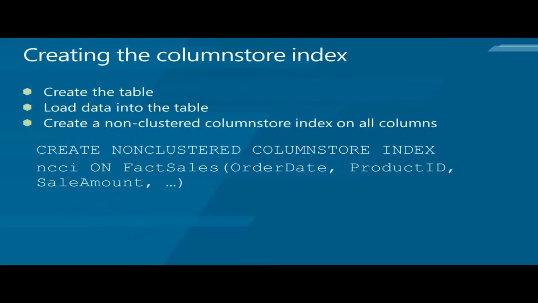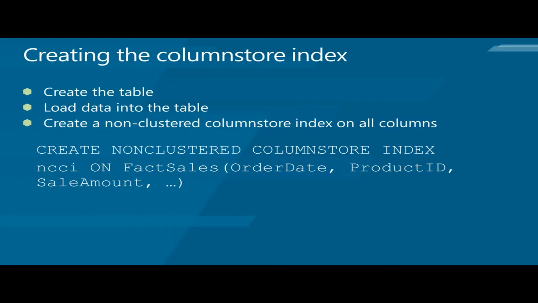All right, so a little background about the column store index. The way you use it is create a table, load data into the table, and then you create what's called a non-clustered column store index. Normally you include all columns of the table in this column store index. So here's the syntax for creating a column store index. You can say create non-clustered column store index, the name, on table name, and then a list of all the columns you want to be in that index.